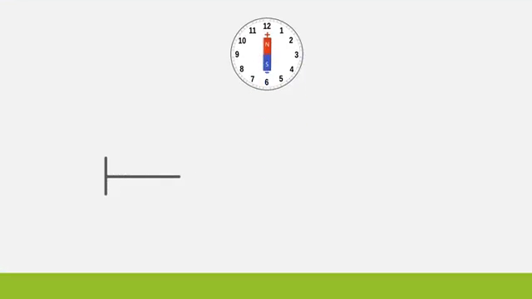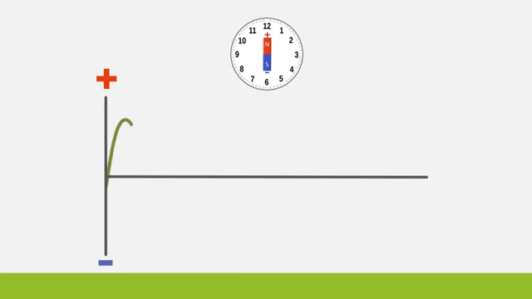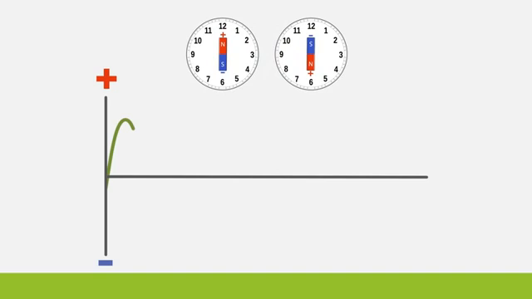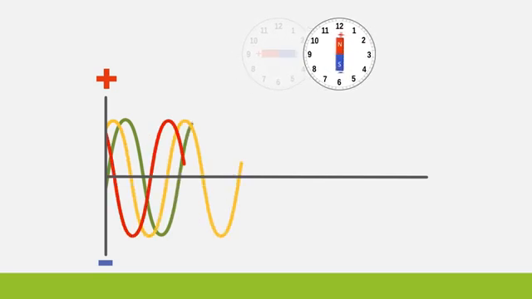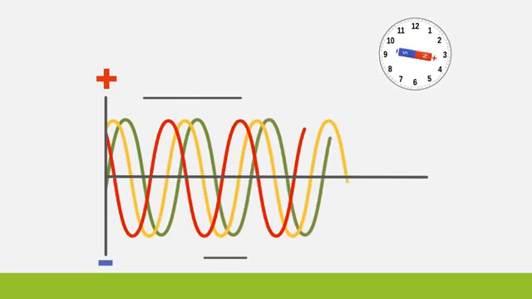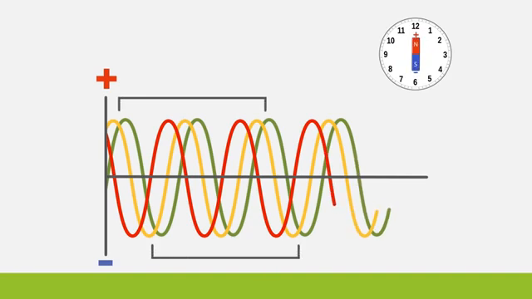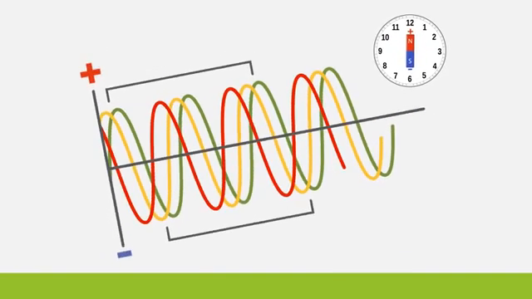Let's focus on line 1. It's at its peak current when the north pole points to both 12 and 6 o'clock positions. It is at 0 current when the north pole points to 3 and 9 o'clock. Only one of the three lines is ever at peak, but because there are three lines, there are 3 peak positives and 3 peak negative positions for every cycle.